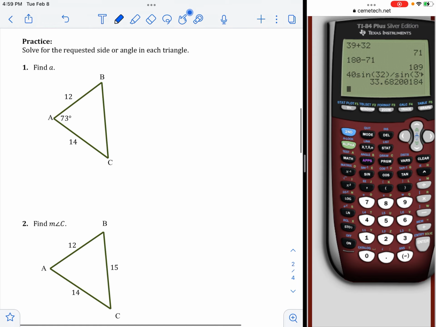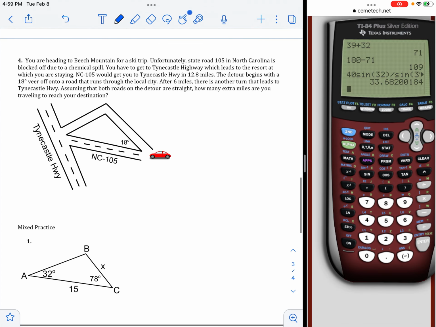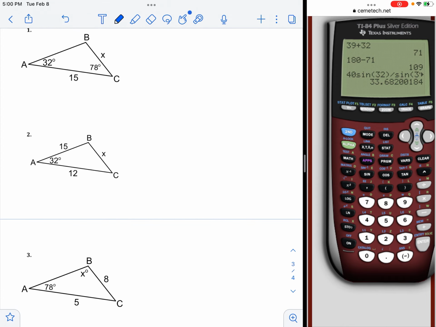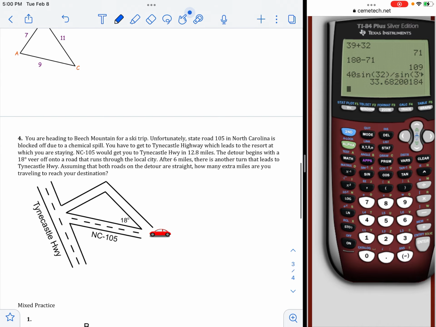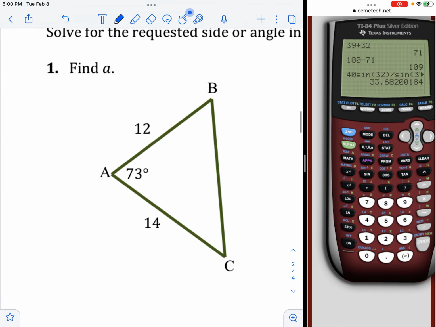Okay, so if you look at what we have here, we have practice, where we do also word problems, just one though. And then there's a mixed practice. So there'll be law of sines and law of cosines mixed in there, so you have to make sure that you're picking the right law to use. Okay, so here's our first one.